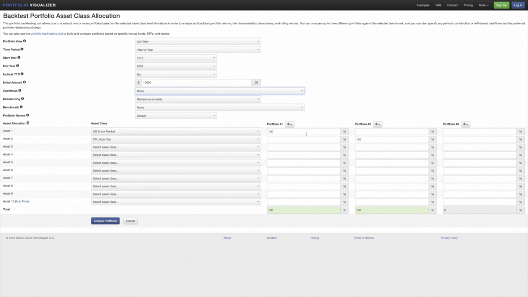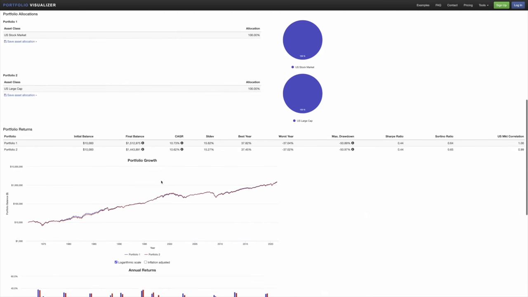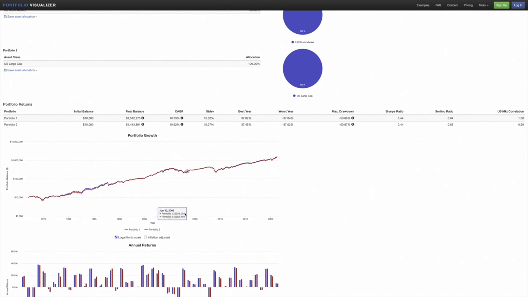Portfolio one is the U.S. stock market, so that would be like a VTI. And portfolio two is U.S. large cap, so that would be like an S&P 500 index. And how have these two portfolios done? Well, it almost looks like there's a mistake.